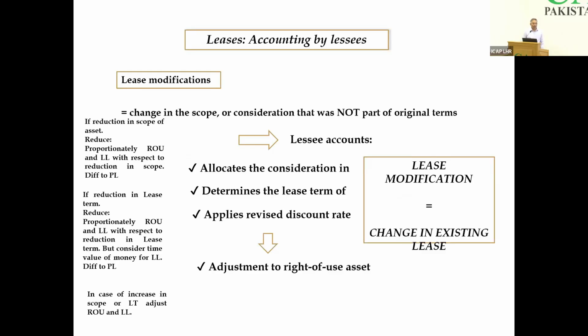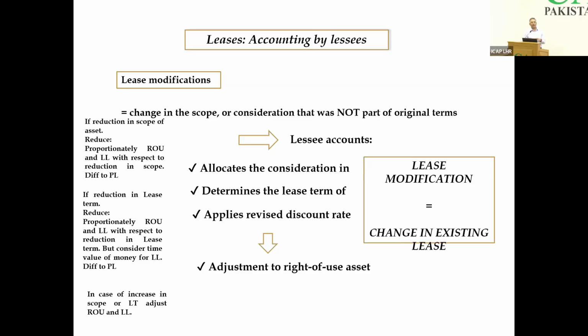If there is a reduction in the scope of the asset, let's say you are having 500 square feet area, and now you are going to have 200 square feet area. So it means there is a reduction in the scope. The portion of the right of use has been significantly reduced as compared to the previous lease contract. So what will you do? The standard says you will reduce the right of use proportionately.